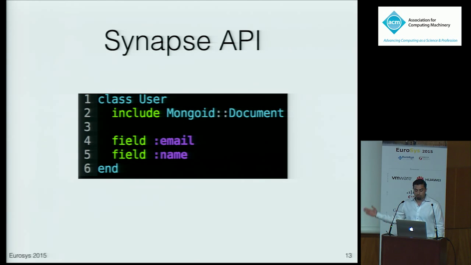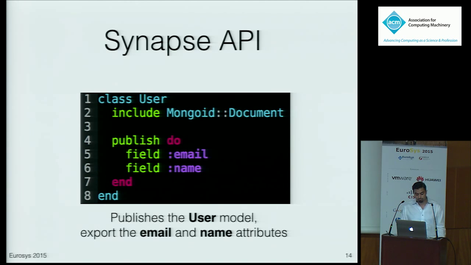Suppose you have a user model written in the Ruby language. So here we're using the Mongoid ORM, which is a MongoDB ORM for Ruby. There are two fields declared, email and name. So to publish the user model, all we need to do is wrap the fields that we want to export with the publish keyword as such. This is exactly what a developer would do to export the user model. This is not pseudocode, this is real code.